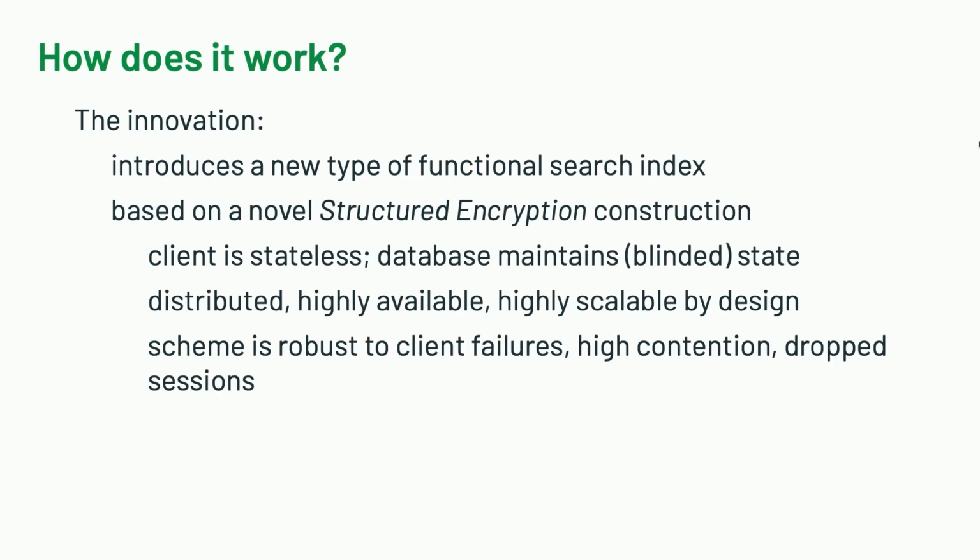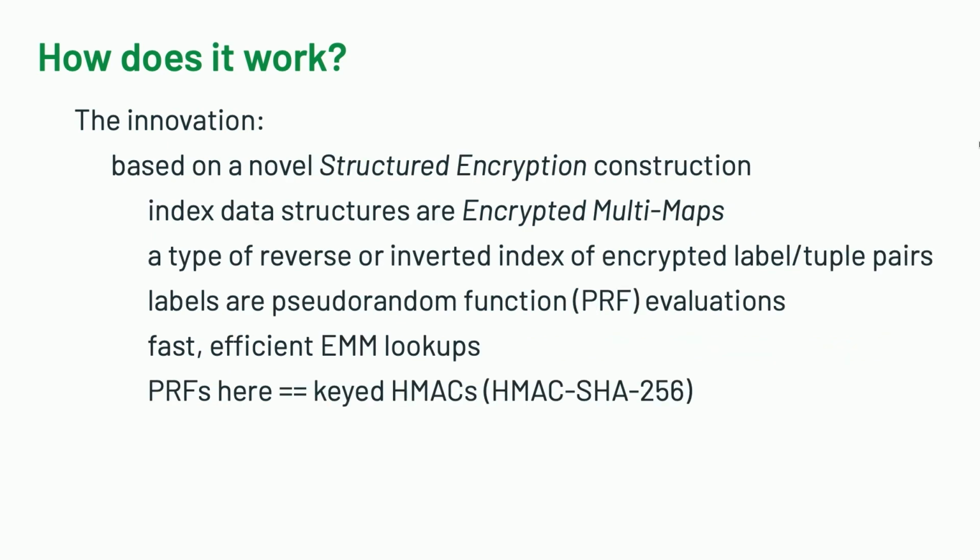But here's the key thing. Here's the innovation. The innovation is a new type of functional search index. So let's take that JSON document before. We encrypt that with normal, sort of standard AES, and that's safe. In addition to that, we now build encrypted indexes. These are using a technique called structured encryption. Client stateless, the database maintains blinded state. Again, distributed, scheme robust to failures, highly concurrent, et cetera.